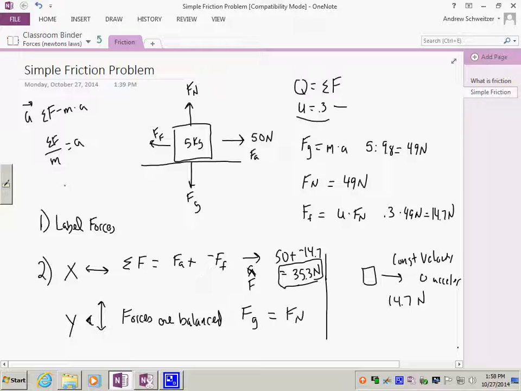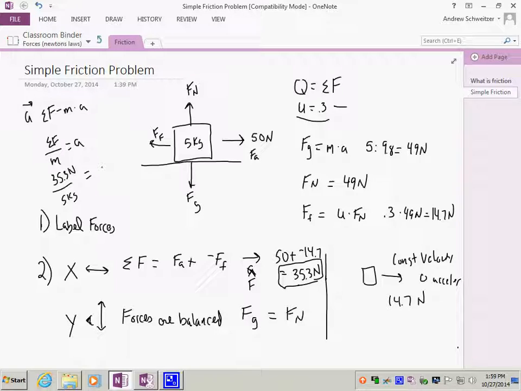Therefore I have 35.3 newtons divided by the mass of the box, which is 5 kilograms. Let's get the exact answer. 35.3 divided by 5 kilograms equals 7.06 meters per second squared. And that is how much our box will accelerate with the friction force. This is your basic type of friction problem.